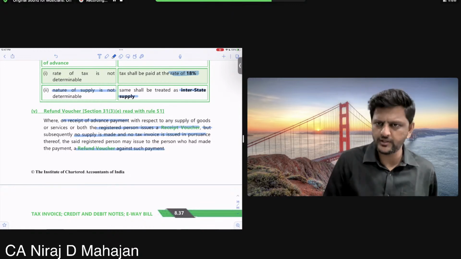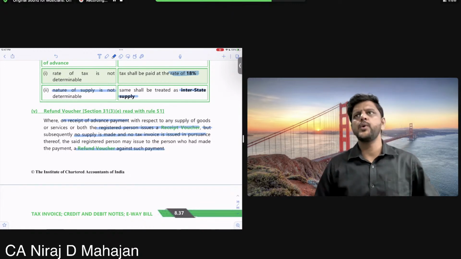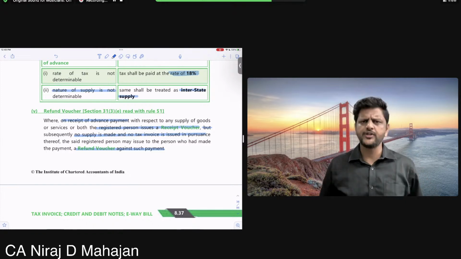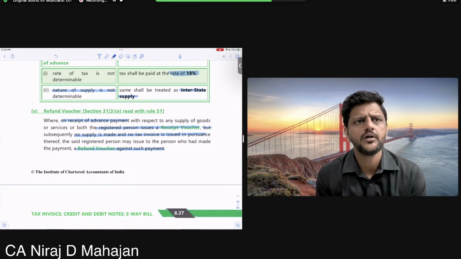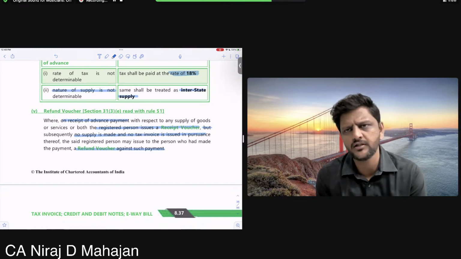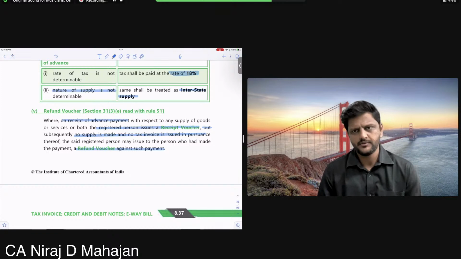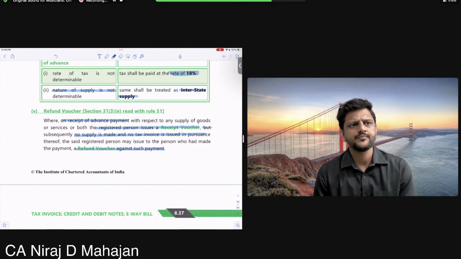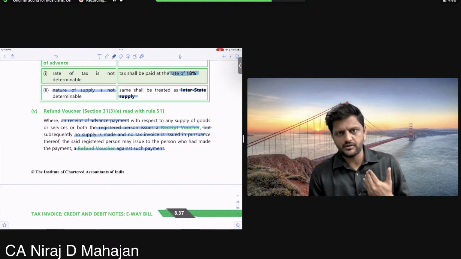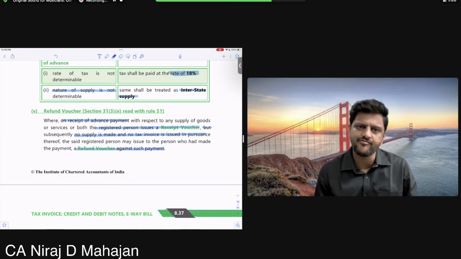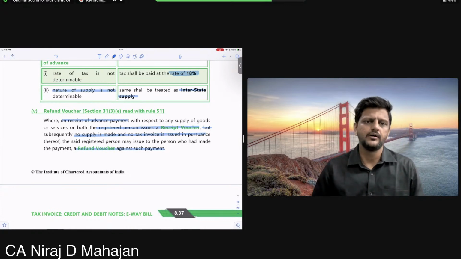So we are not issuing an invoice. We had got the money, so we issued, bachcho, what? Receipt voucher. But the work was not done, maybe cancelled by the customer, or we have not done whatever it is. So the transaction got cancelled. So we are not issuing the tax invoice. But against that receipt voucher, now, bachcho, I'll what? Again issue a refund voucher to the recipient.